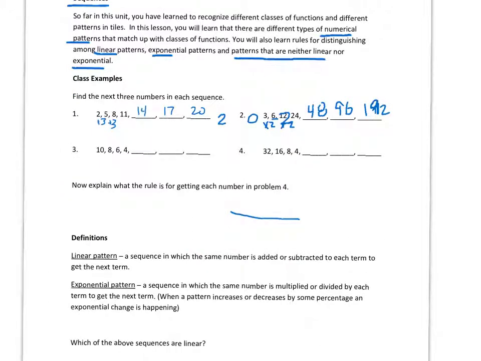10, 8, 6, 4, 2, 0, -2. And we're going to do the same thing over here. It's going down, but like the one above, it's not addition or subtraction. In fact, it's the opposite of multiplication, which is division, and these are cutting in half. 32, 16, 8, 4, 2. Half of 2 is 1. Half of 1 is a half. All right. Now explain what the rule is for getting each number in problem 4. And we divided by 2.